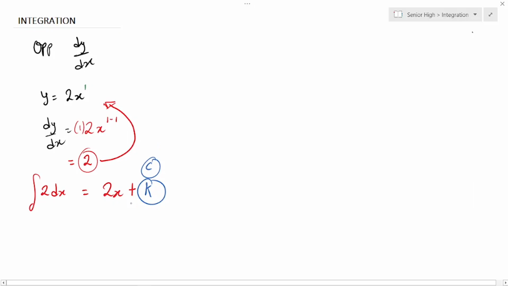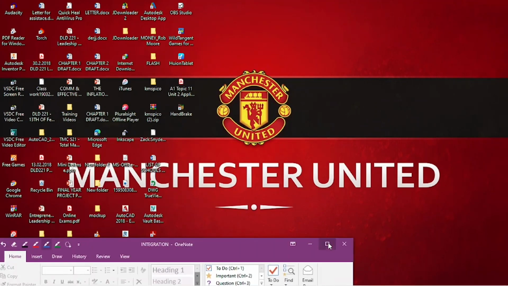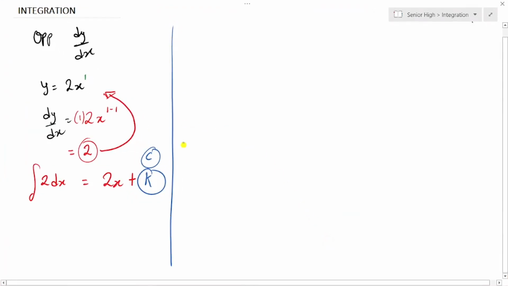Okay, now let's go into the basic formula for integration. Oh, I'm very sorry for that. The basic formula for integration is this: whenever you have the integral of x raised to the power of n with respect to x, then it's going to be x raised to the power of n plus 1, over n plus 1, and then at the end you also put in your constant. Let's call our constant k.